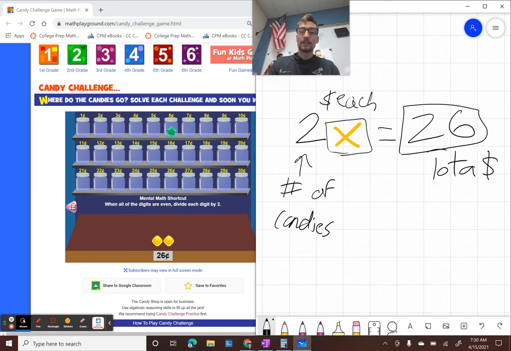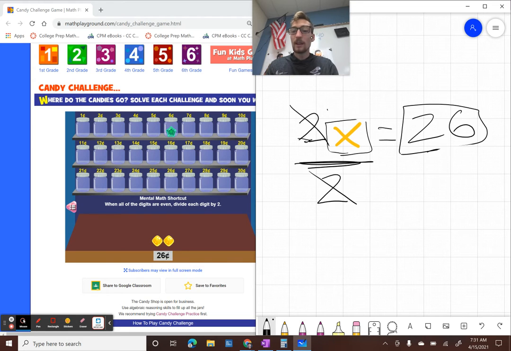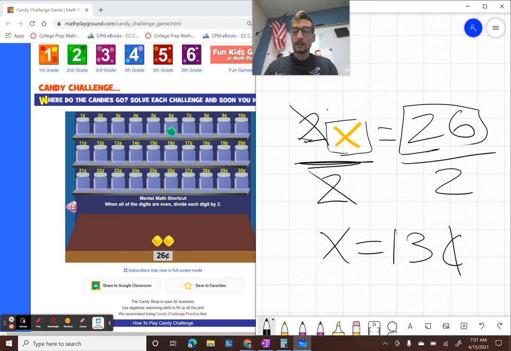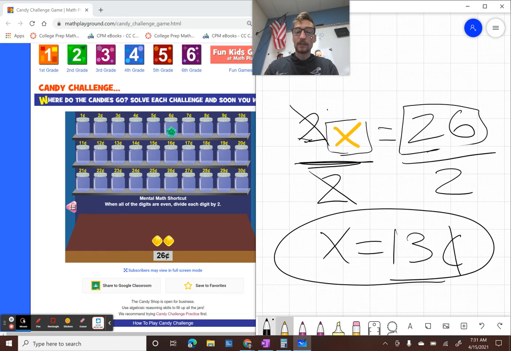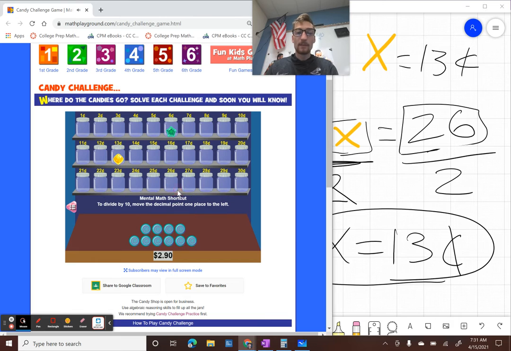And again, I can just solve by getting that x by itself. So here, if I'm multiplying by 2, I can get x by itself by dividing by 2. That's going to cancel out these 2's. And then what I have to do to one side, I have to do to the other. So x equals 13 cents. All right, in other words, the missing candy cost is 13 cents. And now I know that, so I can just put that right here in the 13 cents jar and move on to the next problem.